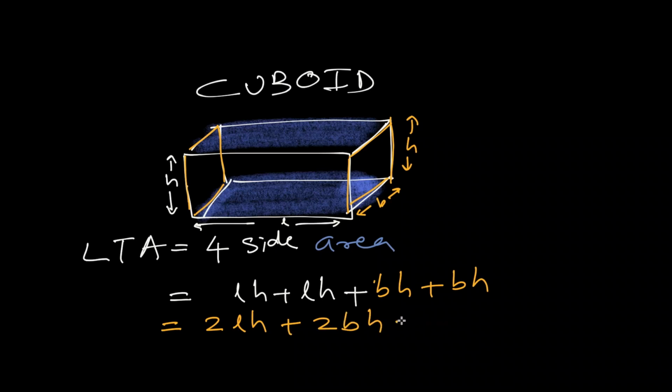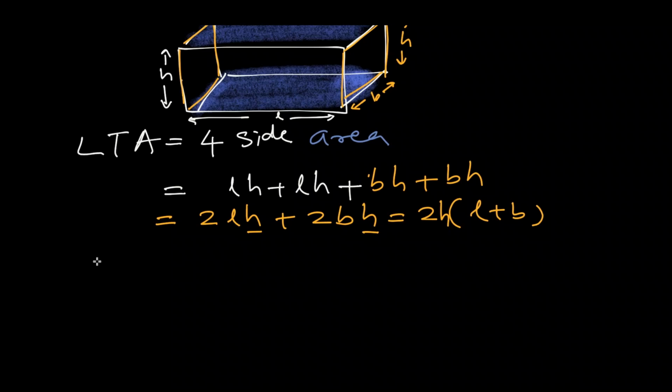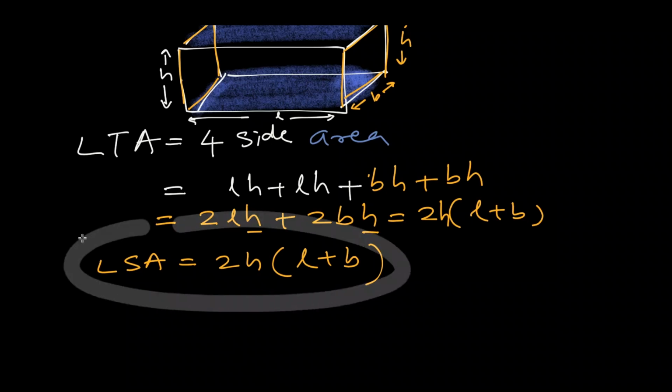Now, can we take 2 as a common factor? Yes. And also the height is the same, so we are going to take H as common. So it is going to be L plus B. This is going to be the lateral surface area, which is the four-side area, which is 2H(L plus B). This is the first formula we found for the cuboid, which is actually a 3D shape for the rectangle.